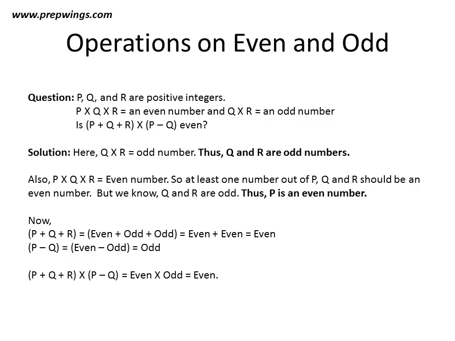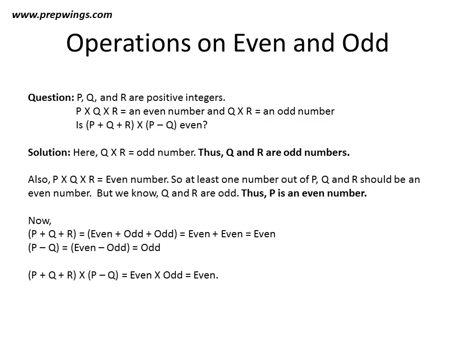Okay, so we first find out P plus Q plus R. So we know that P is even, Q is odd and R is odd. So that would mean that even plus odd plus odd. So odd plus odd gives us even. So Q plus R will be even and P is also even. So this result P plus Q plus R boils down to even plus even, which gives us an even number.